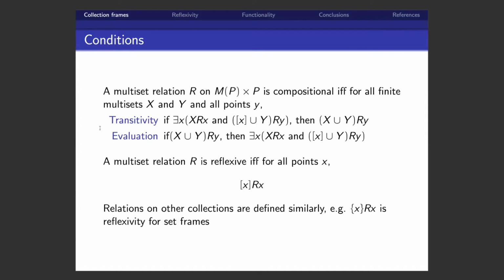This one direction is called transitivity. If a finite multiset X relates to little x, and X combined with Y relates to little y, then X combined with Y also relates to little y. I call it transitivity, even though this condition is not literally transitivity; it is reminiscent of it, in the same way that cut is reminiscent of transitivity.